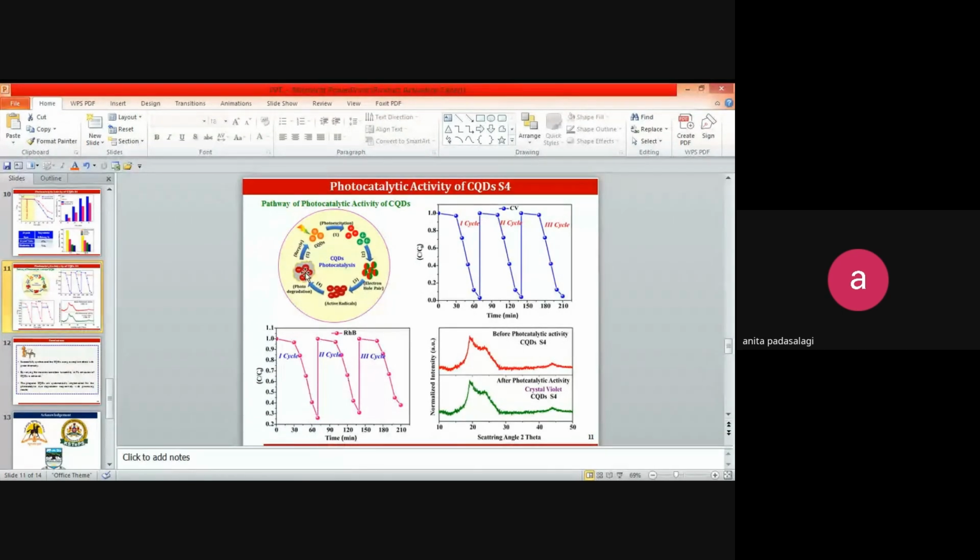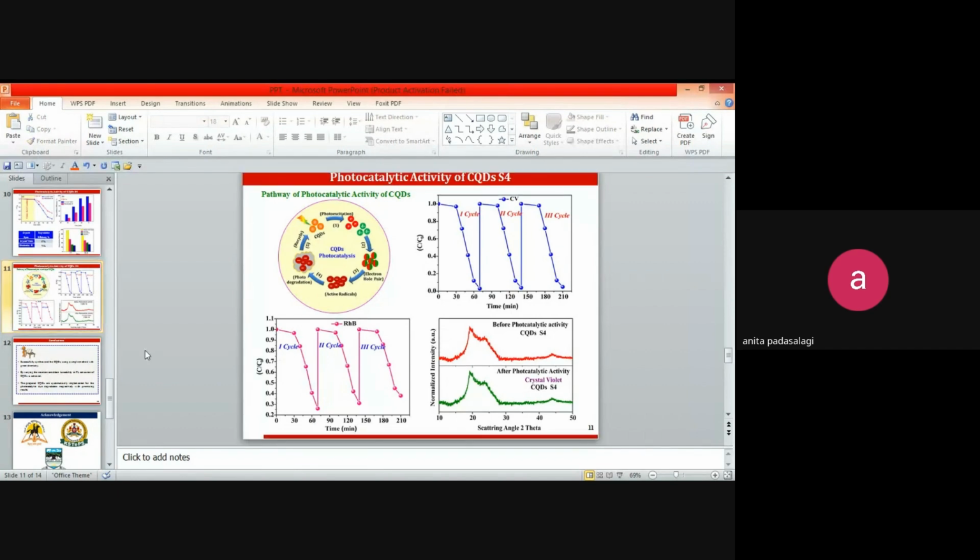You can use this material again, recycling the carbon quantum dots three times. If you use a material as a photocatalyst, it is very important to look at repeatability and reusability. Here, by conducting three cycles, you can see our material shows good repeatability. In the XRD pattern, this is the carbon quantum dot S4 before the photocatalytic activity, and this is after it. There is no change in the XRD pattern, which shows good stability for the photocatalytic activity.